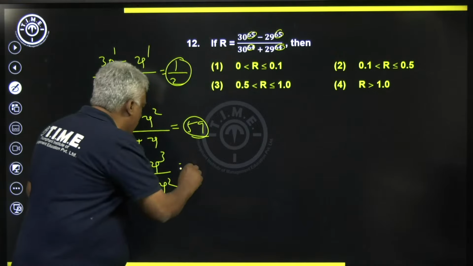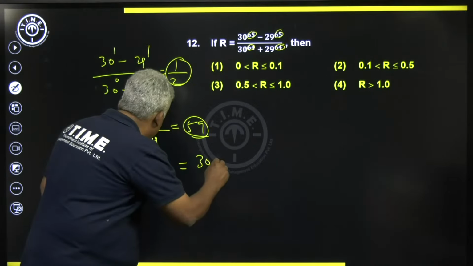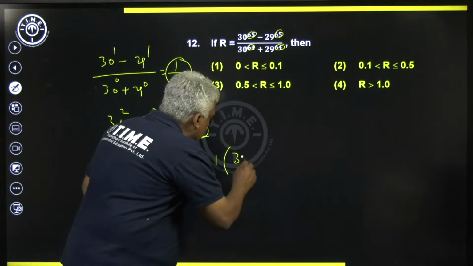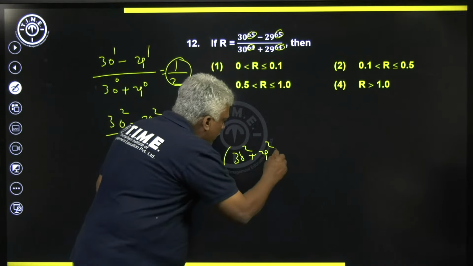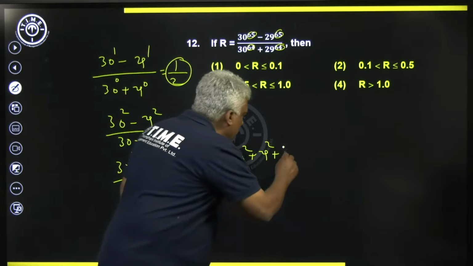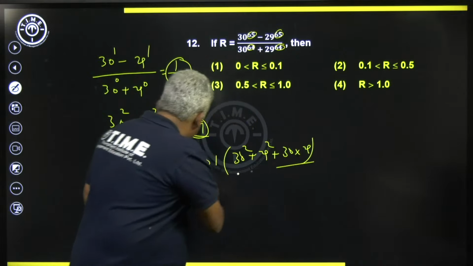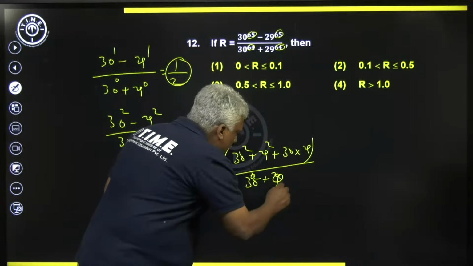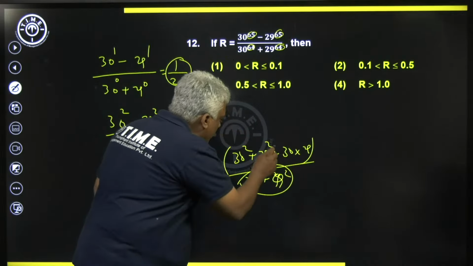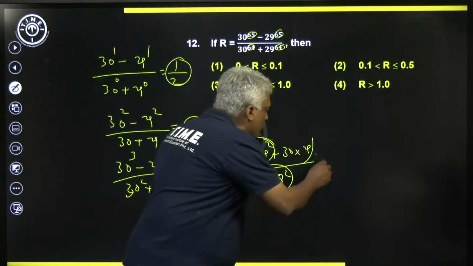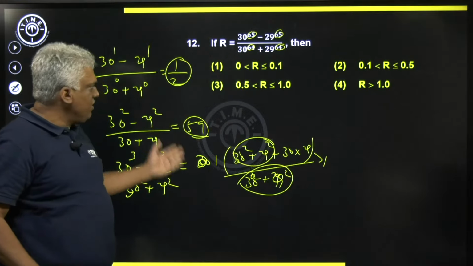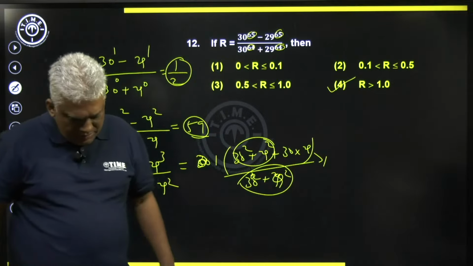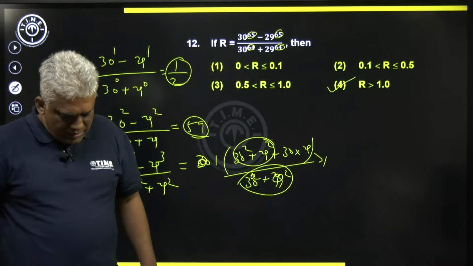You can do that, a minus b whole cube, right? So a minus b is 1. You can write 1, and here you'll get a square plus b square, 30 square plus 29 square, plus ab, right? 30 into 29, and by 30 square plus 29 square. You can see that the numerator is more than the denominator. This will be definitely more than 1. You can see that it is increasing, right? So definitely the answer is more than 1. Is it clear, guys? Certainly more than 1 is the answer.